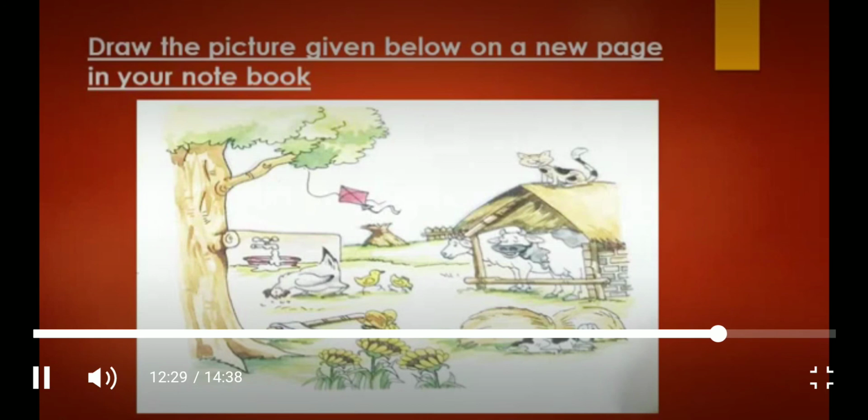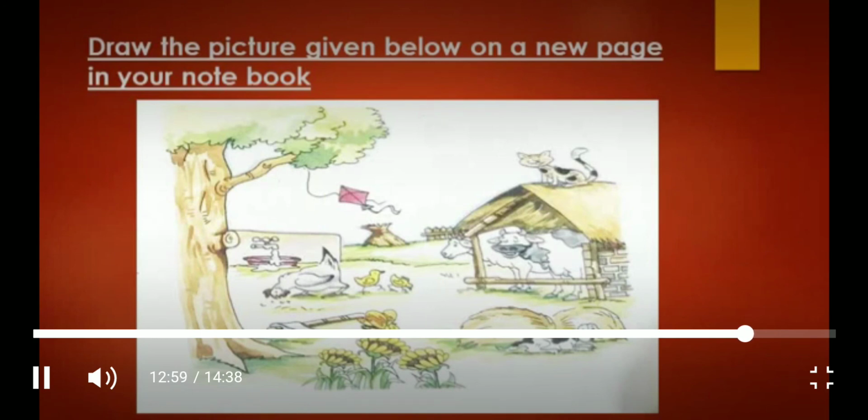Then one more thing I want to say. Stay home, stay safe, keep reading stories. That is the best way to improve your English. English is a foreign language for us. Only by reading good English storybooks you can improve your language. Books are your best friends. So keep reading, improve your English.